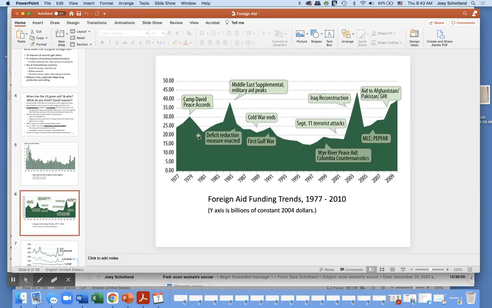Here it is another way. We've got our Cold War here, so we're fighting communism. 1991, the Cold War ends. So what happened to our foreign aid spending? Then we see September 11th, 2001, terrorist attacks. Then what happened to our foreign aid spending? Especially which countries? You can look here and look here. Which countries have been the main recipients?